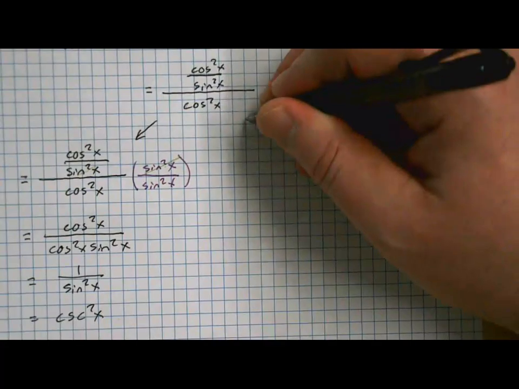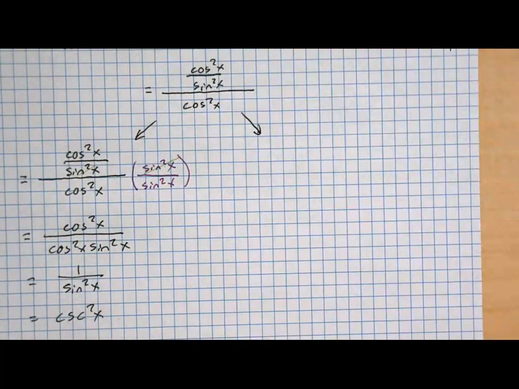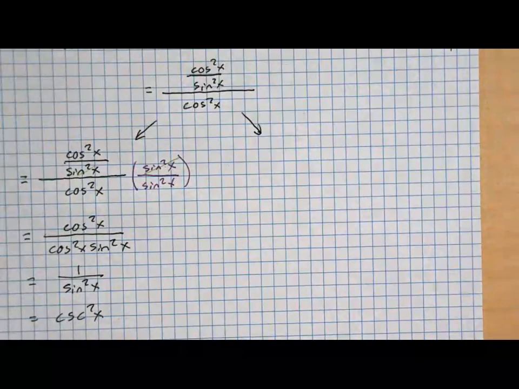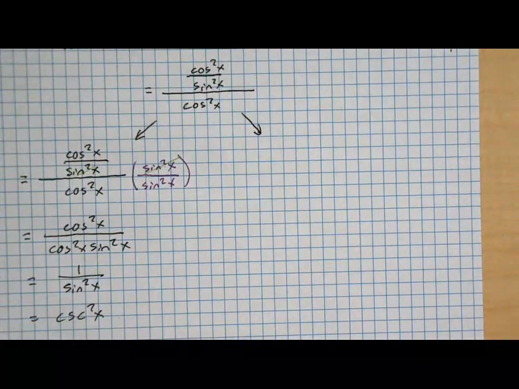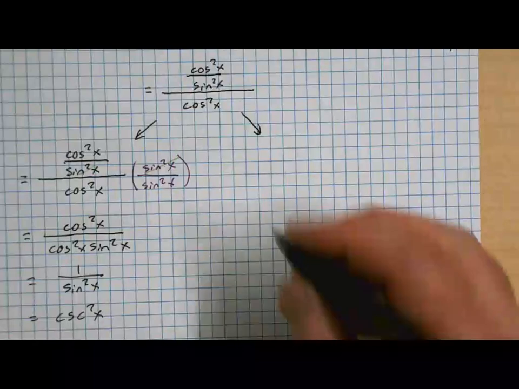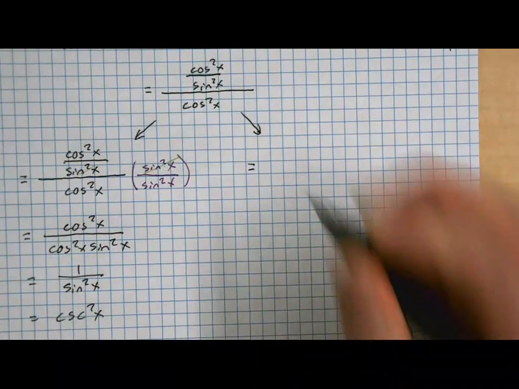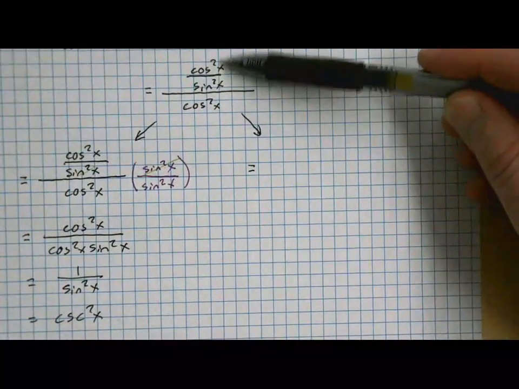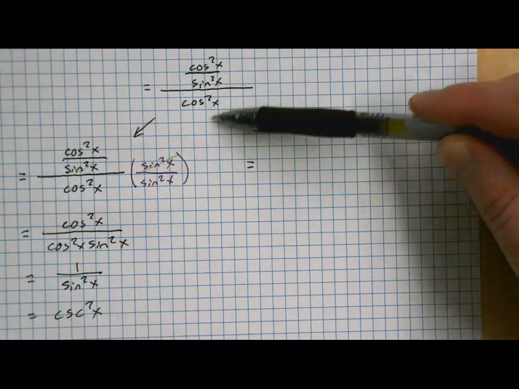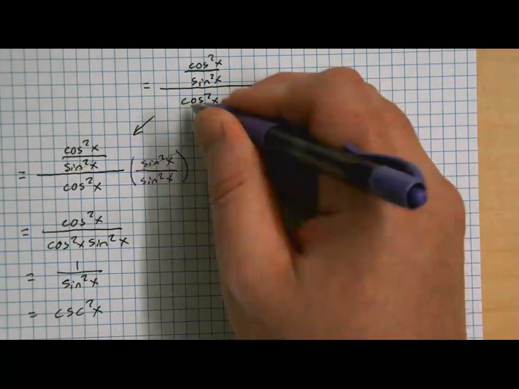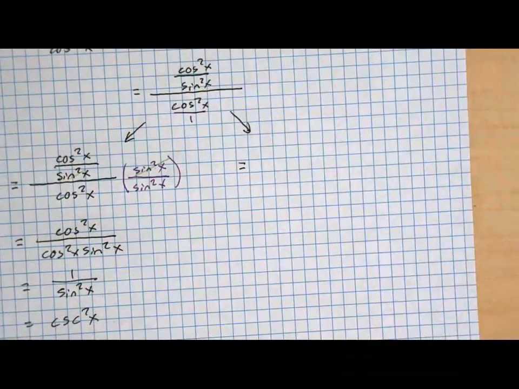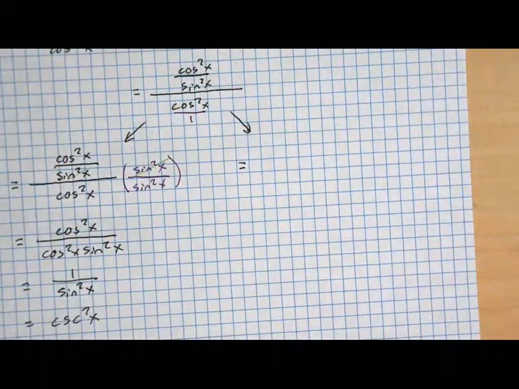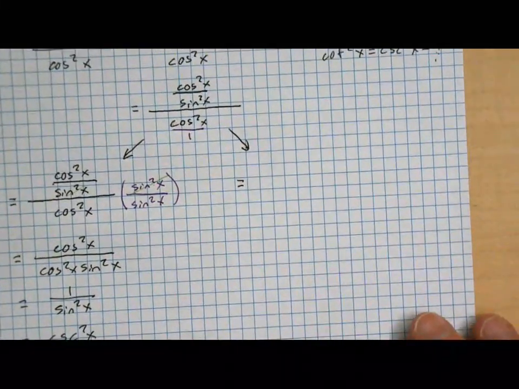If you had Mr. Skaggs last year, and I can't remember if Mrs. Malpass does it this way too, you guys will have to let me know. Mr. Skaggs likes to think of this as a fraction being divided by another fraction. If you think of this as cosine squared x over 1, that's a fraction being divided by another fraction, right?